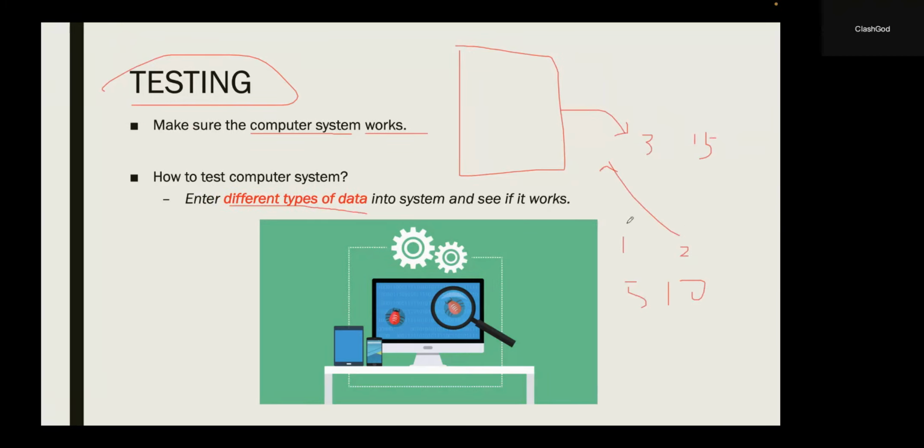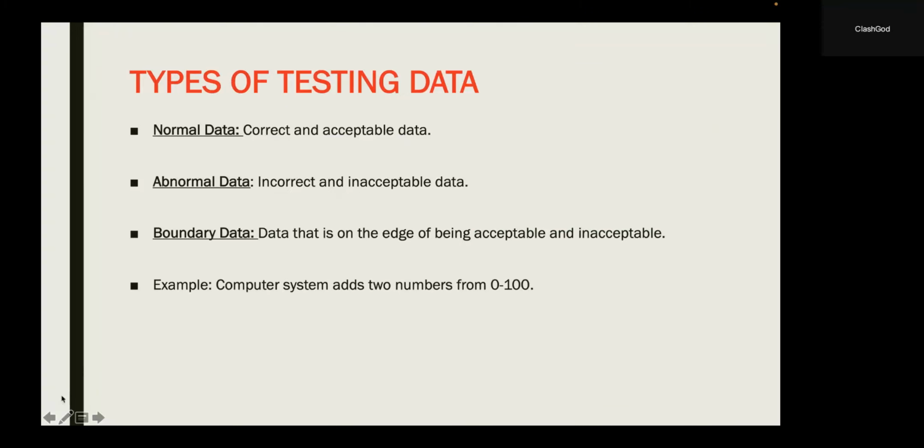However, simply passing this data is not enough to make sure that the program fully works. And now I will show you why. There are 3 main types of test data. There are normal data, abnormal data, and boundary data. Now, normal data is correct and acceptable data. It's the data that we just see.